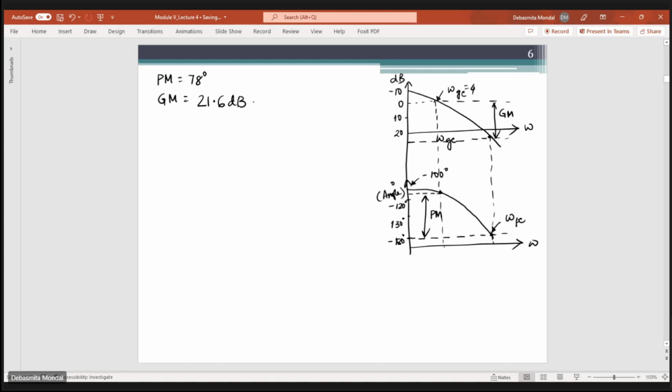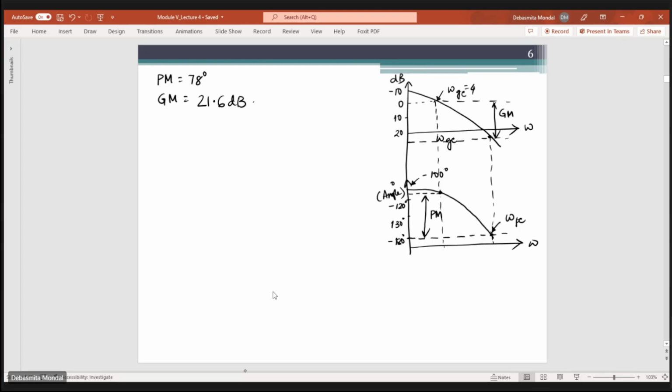So that means you have a margin of 78 degrees. You can change the gain of your system in such a way that even if the phase angle of the overall transfer function changes by 78 degrees, the system will still be stable. Similarly, if the gain of the system changes by 21.6 dB, up to that point your system will be stable. Beyond these points, the stability of the system will reduce and it will go into instability.